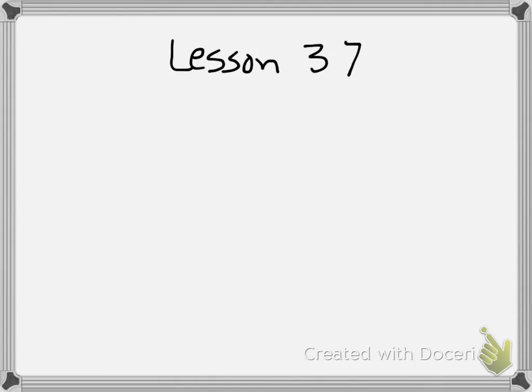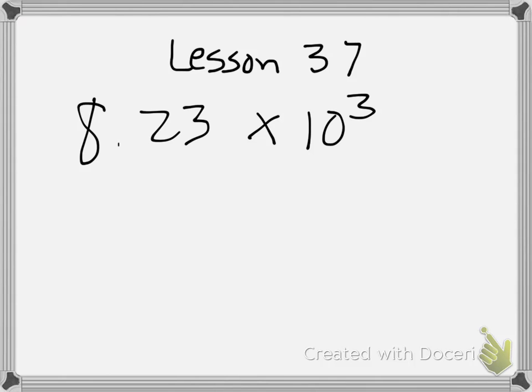So scientific notation is simply a method of writing a number as the product of a number greater than or equal to 1 but less than 10 and a power of 10. Now that sounds really confusing. It's not. When we talk about writing scientific notation, we always have a number like 8.23 times 10 to the third power. This will be written in scientific notation, and this is how you would write it out.